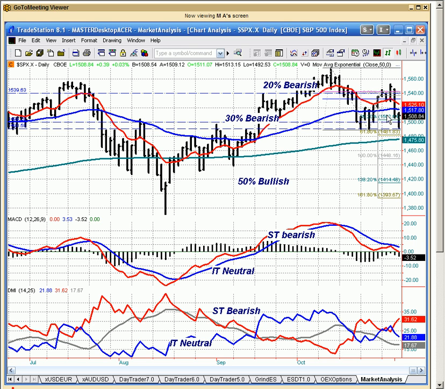I'm not sure what's going to happen here. It looks like the bears, for our intents and purposes, as long as we're below 1520 to 1525, we're fully bearish on an official market timing basis. So definitely be bearish here, selling into this, with stops above 1540-ish, 1550.